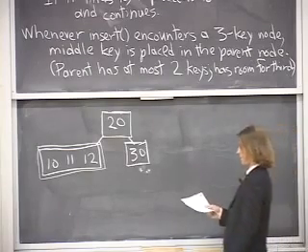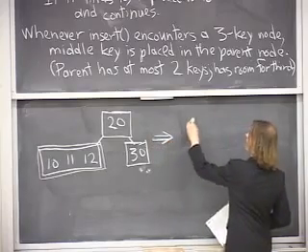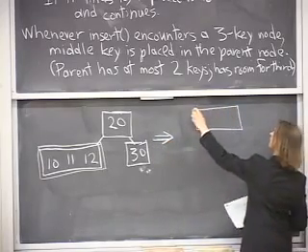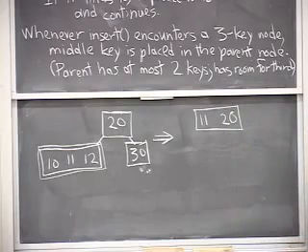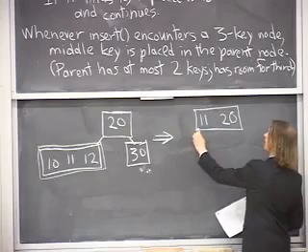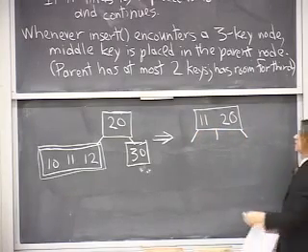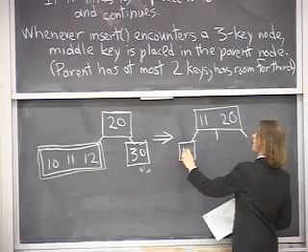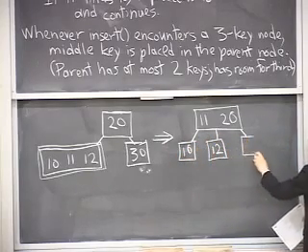And the way you do that is the 11 moves up. And when that happens, now the top node, the parent node, has an 11 and a 20. And since there are now 2 keys up here, that means it has room for 3 children now. And those 3 children are going to be 10 on the left, 12 in the middle, and the right child here is unchanged.